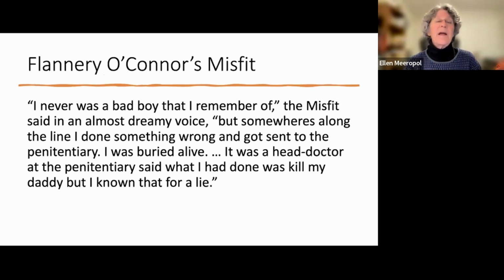I'm going to read a paragraph from Flannery O'Connor's classic short story, A Good Man is Hard to Find.